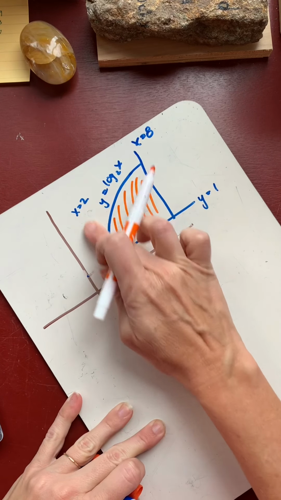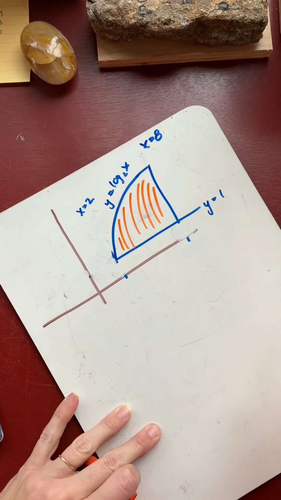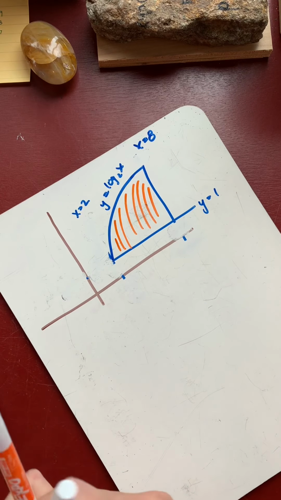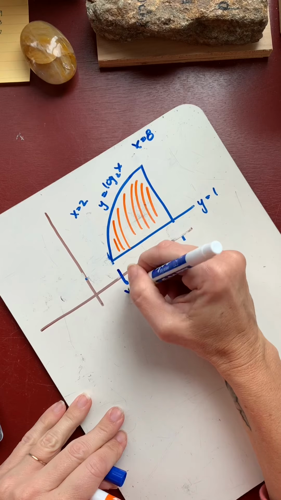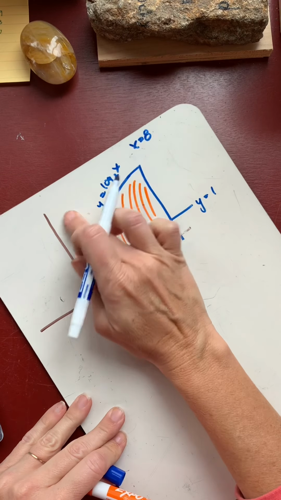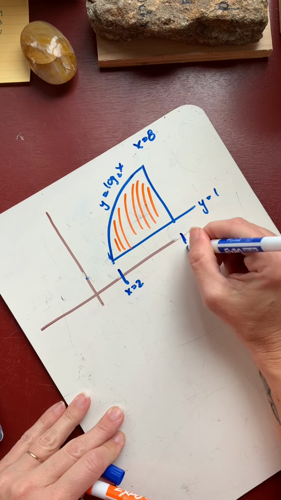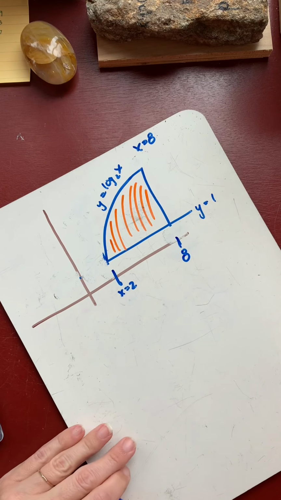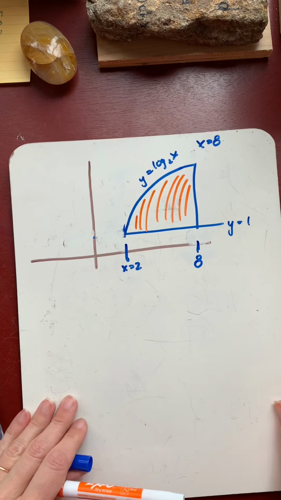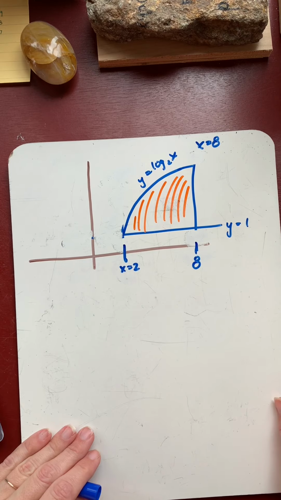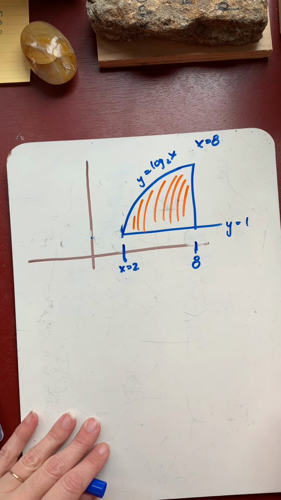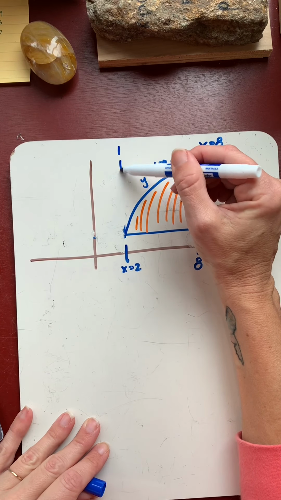If you don't have a whiteboard, this is a great spot to do some of this work. I'm just going to write the x equals 2 there, and I'm going to write this as 8 so I remember. And I want to revolve this around the line x equals 2. Okay, so here is my axis of rotation.